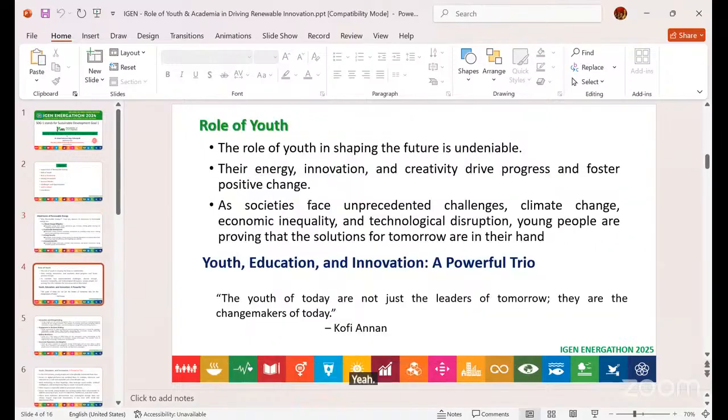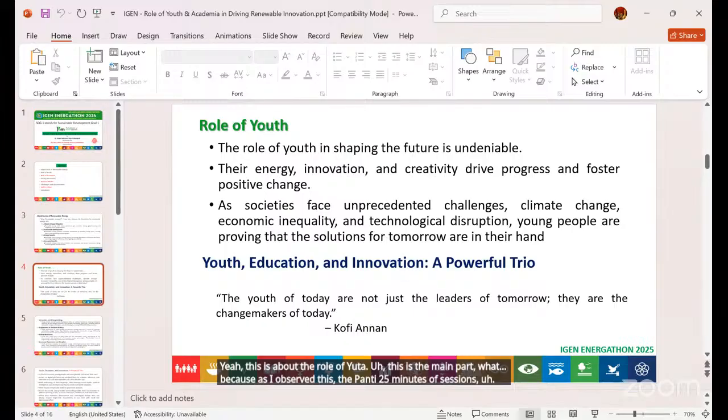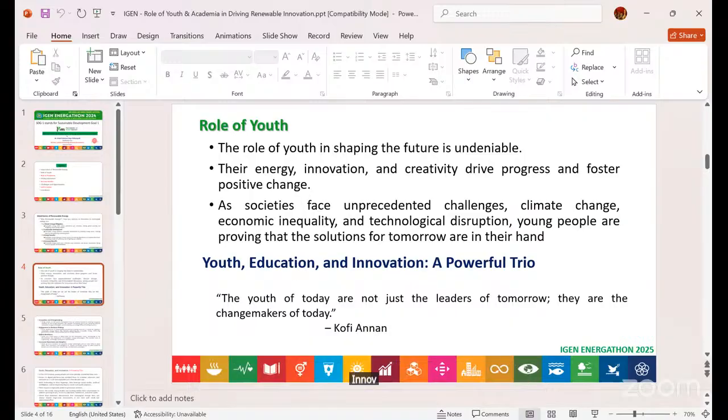Yeah, this is about the role of youth. This is the main part. Because as I observed these 20-25 minutes of sessions, I was amazed, and I got goosebumps seeing the students giving the presentations, and the faculty members supporting their scholars. The role of youth in shaping the future is undeniable, because we can't stop them. As the word ENERGATHON itself says, their energy, innovation, and creativity drive progress and foster positive changes.